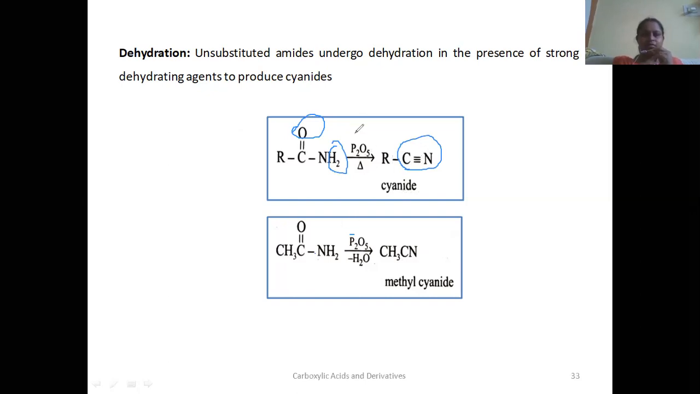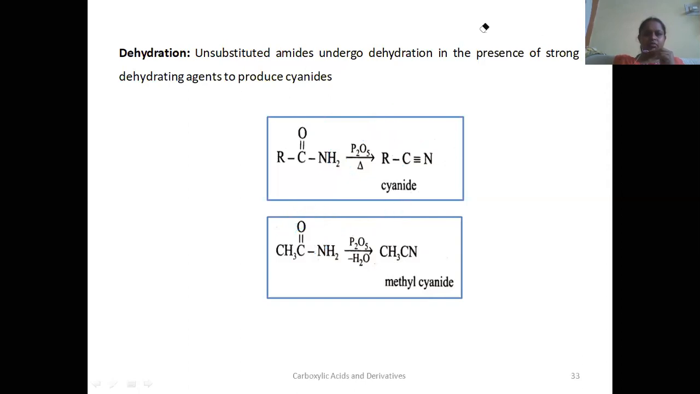This can be done by adding P2O5. P2O5 is a dehydrating agent. Dehydrating agent means it removes water when it is added to a molecule, if there is feasibility. Here also we have taken an example of acetamide. When P2O5 is added here, the water molecule is eliminated, forming a triple bond. So CH3CN is formed. This is known as methyl cyanide, or we can also call it methyl nitrile. Cyano group is also known as nitrile. So these are the reactions of amides.